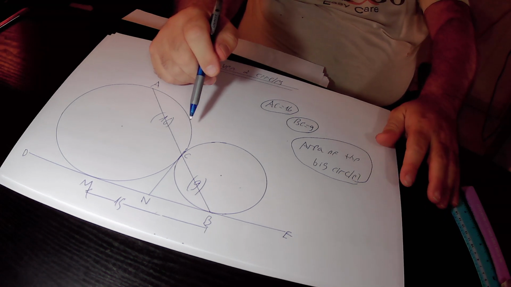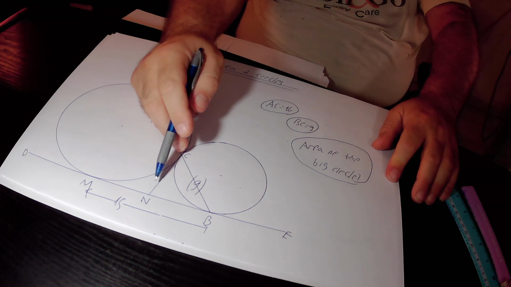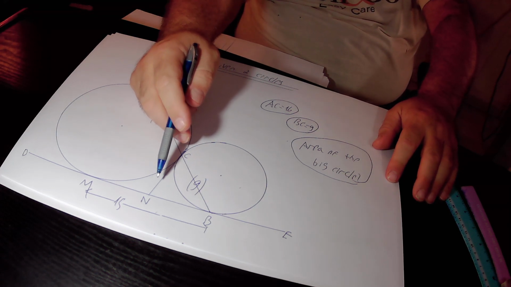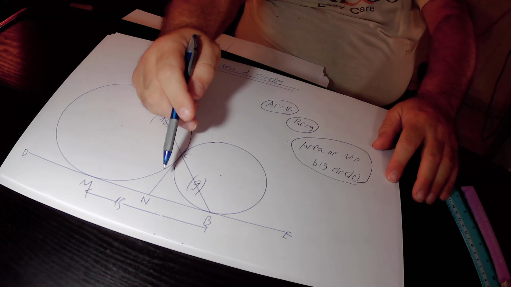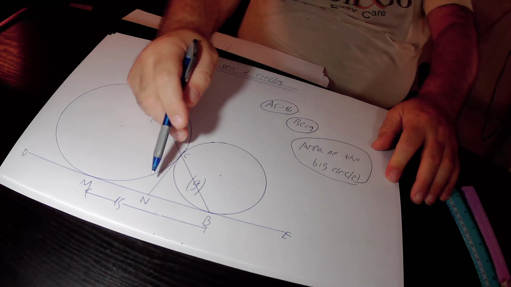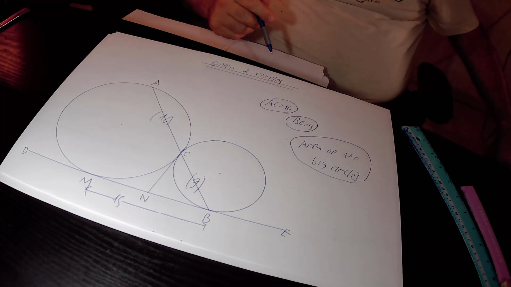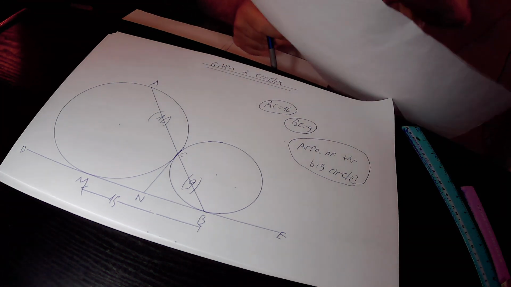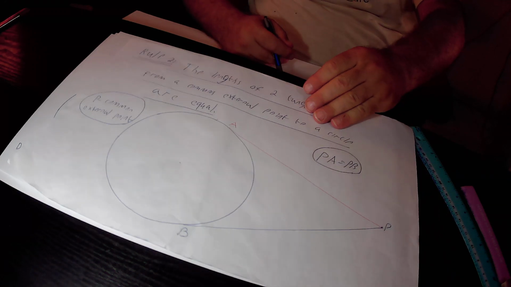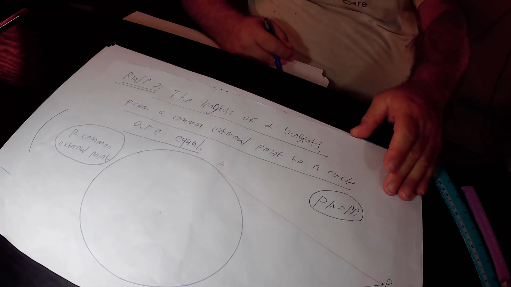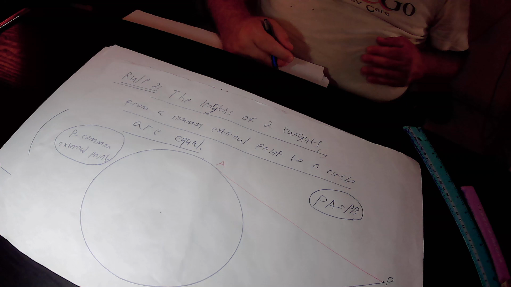In the next step, we will focus on this common external point N. From this common external point N, we have two tangents to this small circle, tangent NB and tangent NC. So here we can implement rule 2. According to rule 2, the lengths of two tangents from a common external point to a circle are equal.